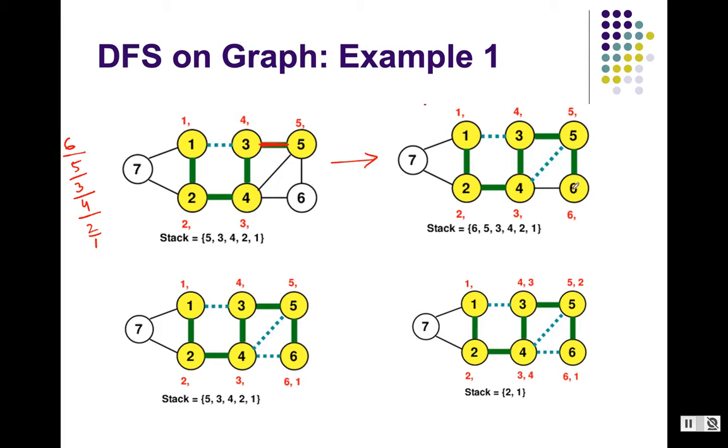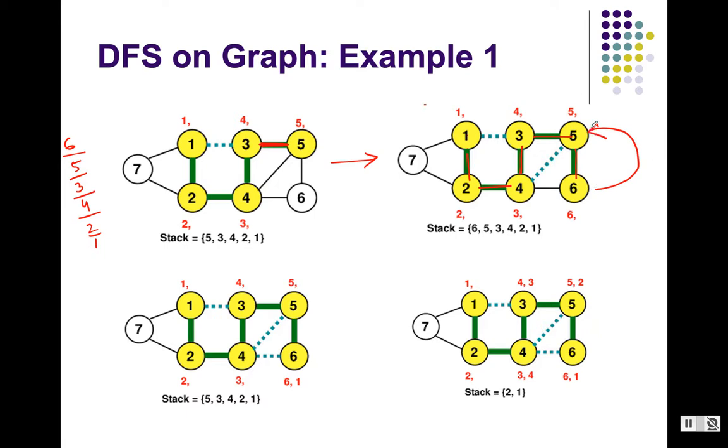Now 6 has two neighbor nodes, 4 and 5, and both of them are visited. So from 6 we cannot go any deeper. Let me go over again how we are visiting: from node 1 to 2, 2 to 4, 4 to 3, 3 to 5, 5 to 6. We are going deeper and deeper. Now from 6 we cannot go any deeper, so we are going to start backtracking.